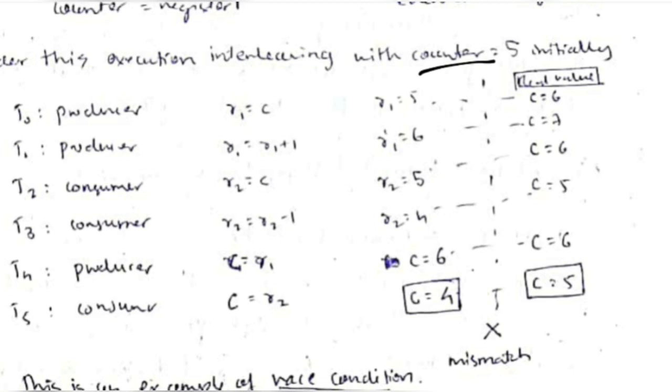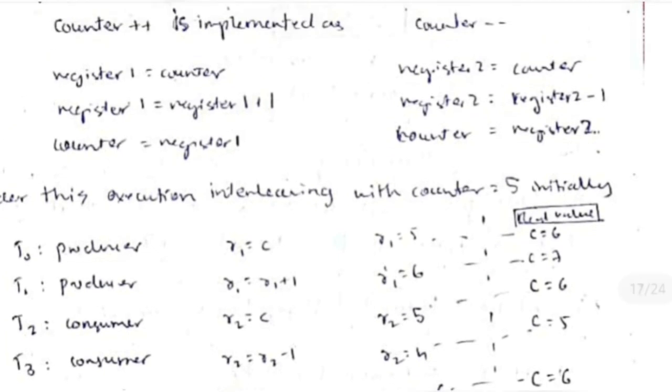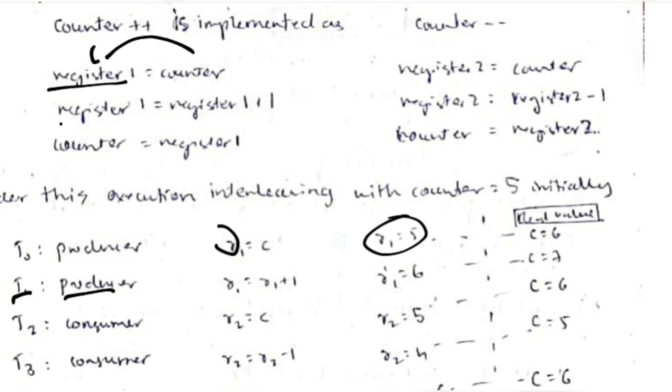Initially the counter value is 5. I have written the expected values of the counter and what the actual value is. First, when the producer produces some data, counter's value should be sent to R1. Whenever a producer is producing the data, counter's value goes to R1, register 1. So what will register 1 have? It will have 5, right? Then in the next step, again a producer produces a new item. At that time the second instruction will execute and register 1 will increment its value, so register 1 will have the value 6.